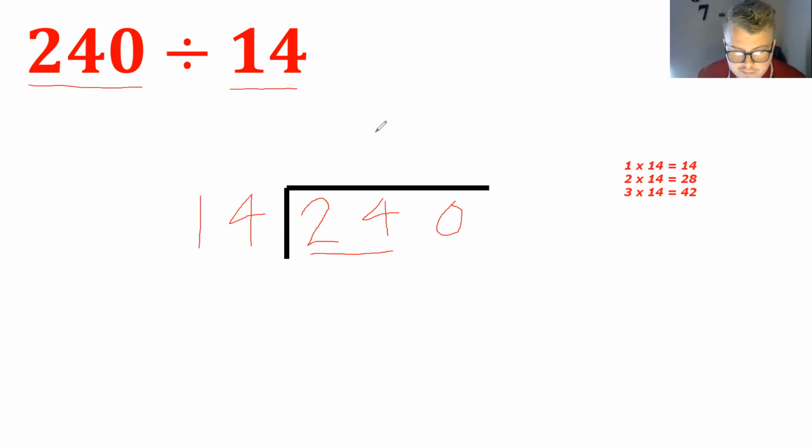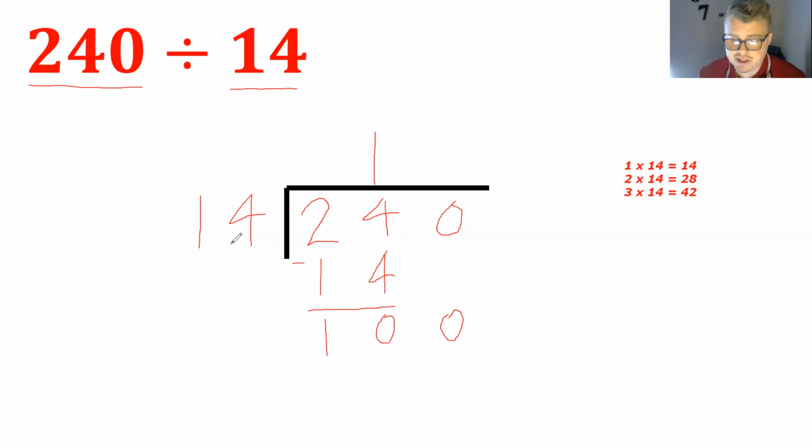So I'm going to put 1 above the 4 here. Now what I'm going to do is 14 times 1, which is 14, and write that underneath the 24 here. And I'm going to subtract the 14 from the 24. So 24 subtract 14 gives me 10. Okay, so I'm left with 10, but this time I now need to bring the next digit down. So I'm going to bring the 0 down, and we're working with 100.